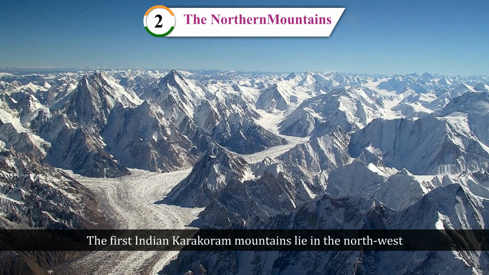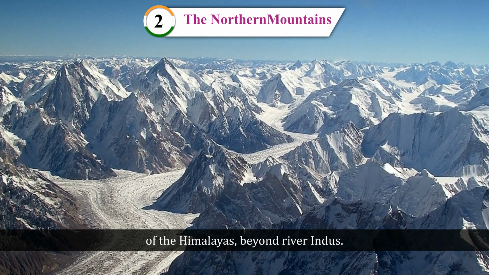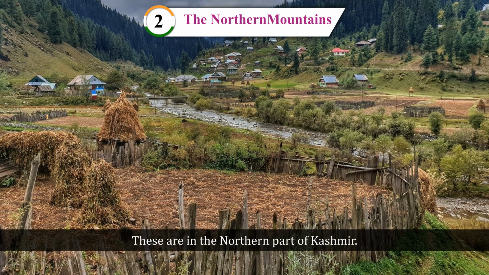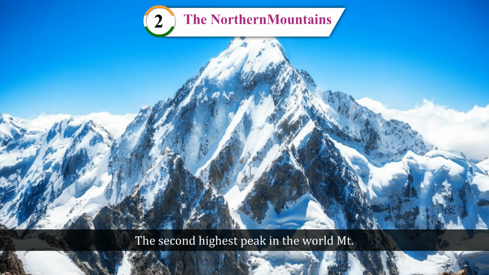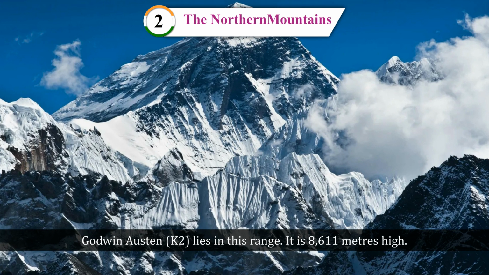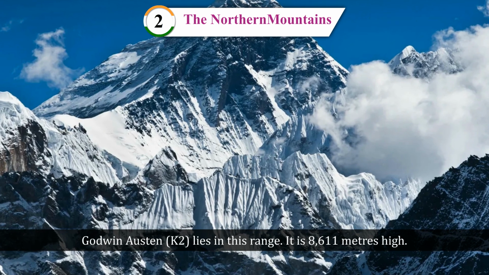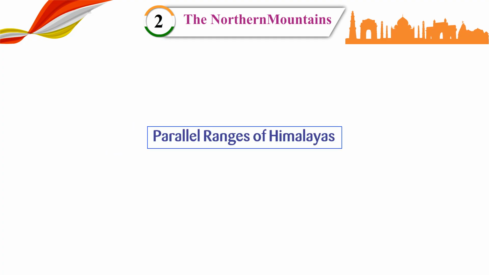The Karakoram mountains lie in the northwest of the Himalayas beyond the river Indus. These are in the northern part of Kashmir. The second highest peak in the world, Mount Godwin Austen, K2, lies in this range. It is 8,611 meters high.